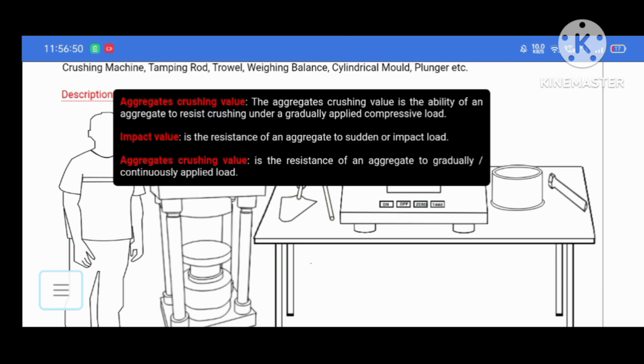If we go through the descriptions, we have aggregate crushing value. The aggregate crushing value is the ability of aggregate to resist crushing under a gradual applied compressive load, and the impact value is the resistance of an aggregate to sudden or impact load. So, aggregate crushing value is the resistance of aggregate to gradual or continuous applied load.